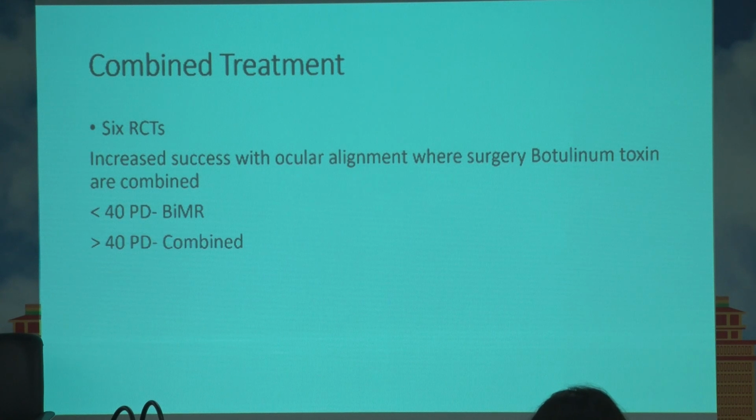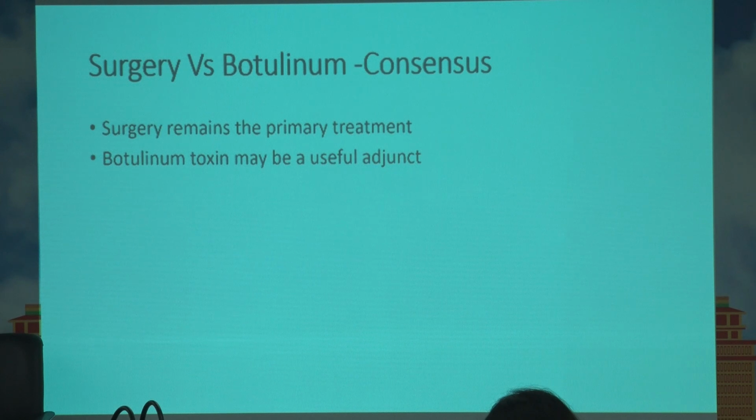But there are few studies being done which are now proposing a combined treatment. So consensus, I would say, is now moving towards a combined treatment, where there are 6 RCTs going on at present, where they're saying that increased success rate can be achieved when the 2 procedures are combined. So if less than 40 prism diopters of esodeviation is present, then you can just do your surgeries, bimedial resections. But if it is greater than 40 PDs, in a single sitting, you can do bimedial resections along with the injection of botulinum toxin into the MR. So the consensus: surgery remains the primary treatment, and Botox is used as an adjunct. These are the latest RCTs which are now working on it, which is pointing to that.